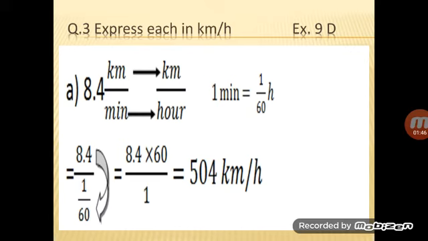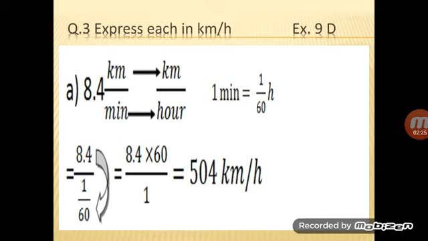Question number 3 of exercise 9D is to express every part of this question in kilometer per hour unit only. Speeds are given in 4 parts. First part is 8.4 kilometer per minute. We are going to convert it into kilometer per hour. You can see that kilometer is the same as given in the question, but the given speed is with minutes. We are going to convert it into hour. For this conversion, we know that 1 minute equals 1 by 60 hour.